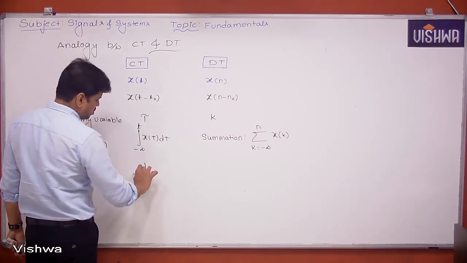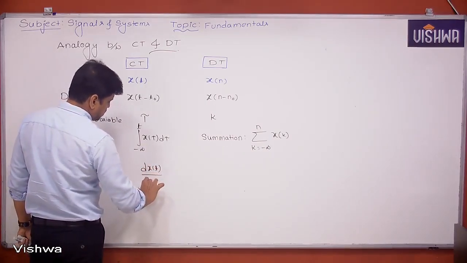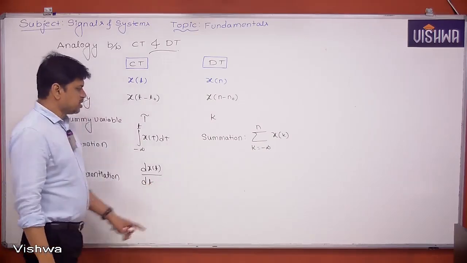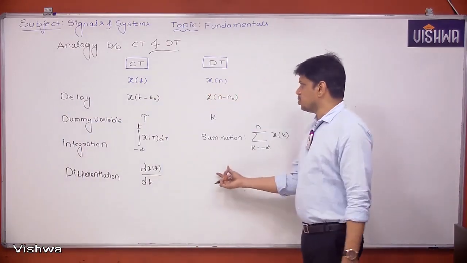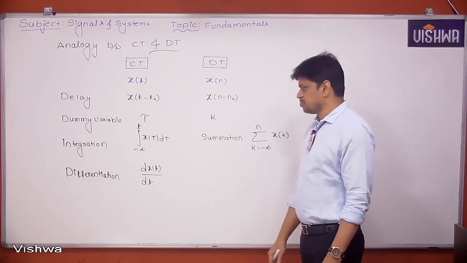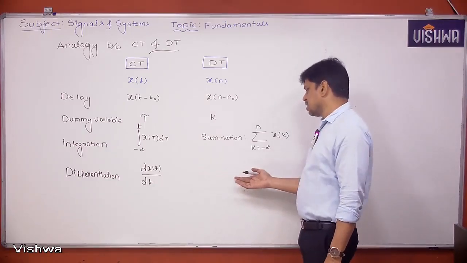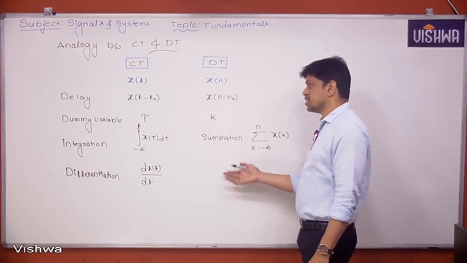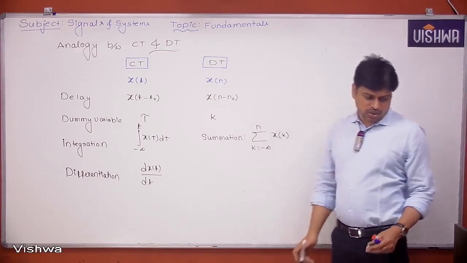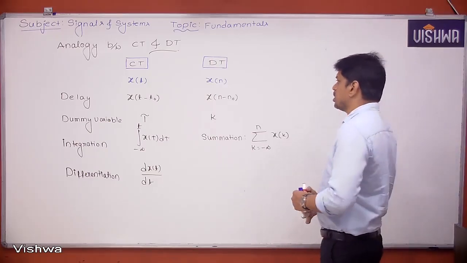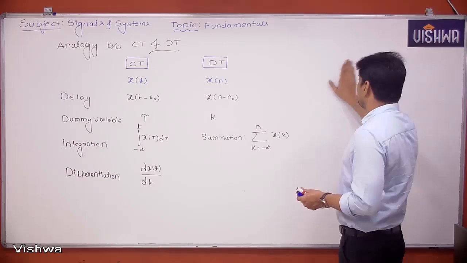This is dx of t by dt. Then what is the similar thing we have to go for in this discrete time case? Many people think that it is differentiation. No, it is not a differentiation here. We cannot do the differentiation in the discrete time case. Only for continuous time cases can we do the differentiations. For a discrete time case we cannot do the differentiation. Then what do we have to do?